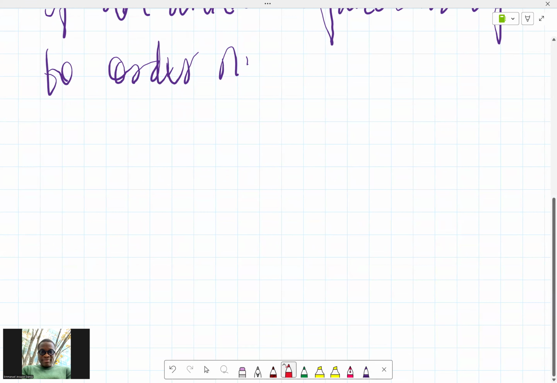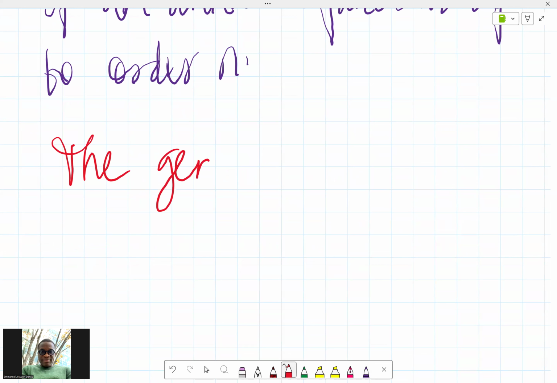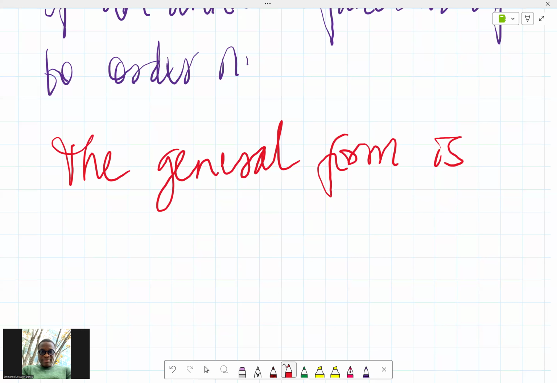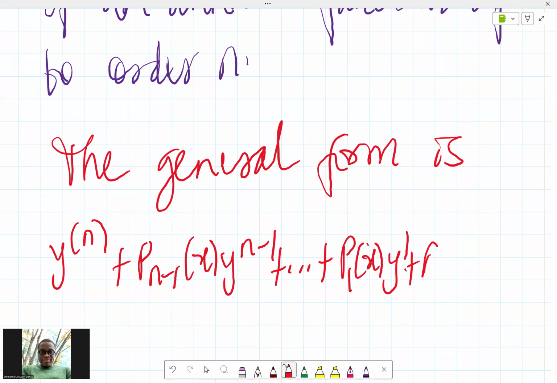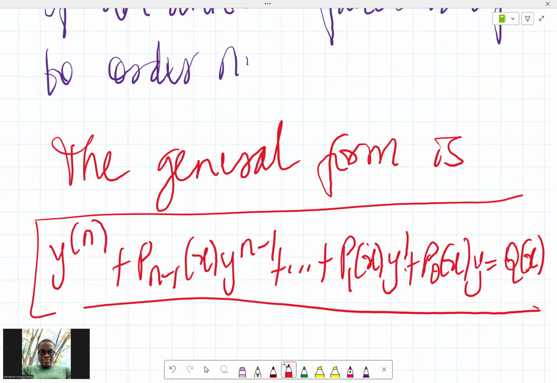So the general form is the nth derivative of the function plus P_{n-1}(x) y^(n-1), all that, all the way down to P_1(x) y prime, plus P_0(x) y, and that is equal to Q(x). So this is a more general form of all the forms we've been seeing all along.